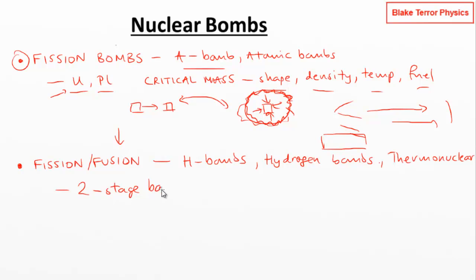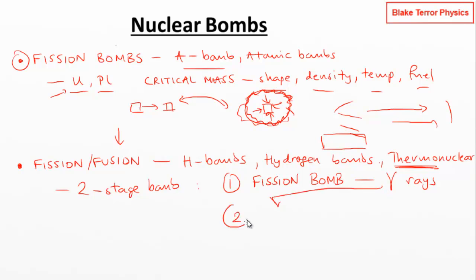So if you've got a 2-stage bomb, you start off with stage 1, which is essentially a fission bomb. So it is another nuclear bomb. So you're setting off a fission reaction. You're then using the gamma rays that are coming out of the fission. So all of that energy that's coming out, this is the thermo bit in thermonuclear. So you're taking all of that energy and you're using that to go on to the second stage, which is fusion.